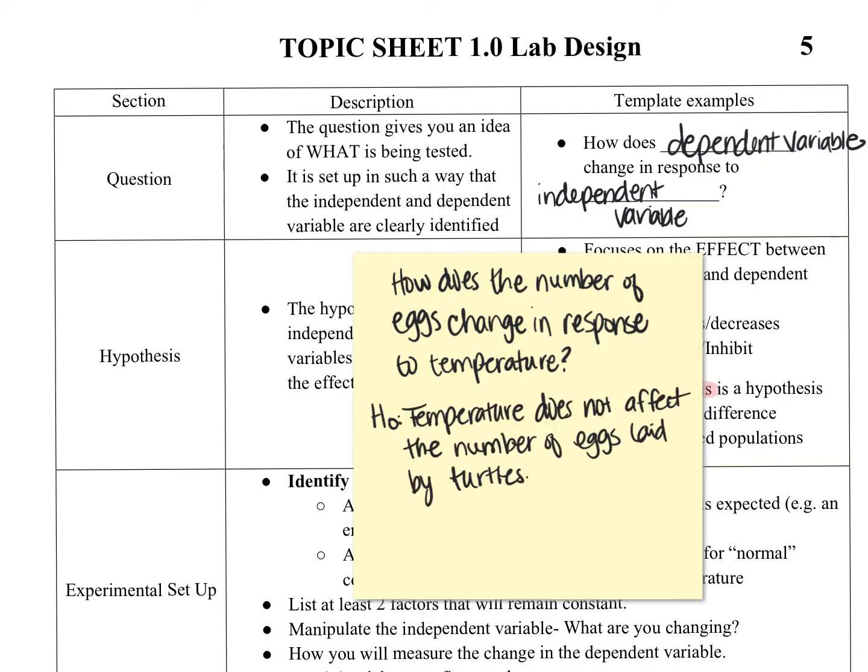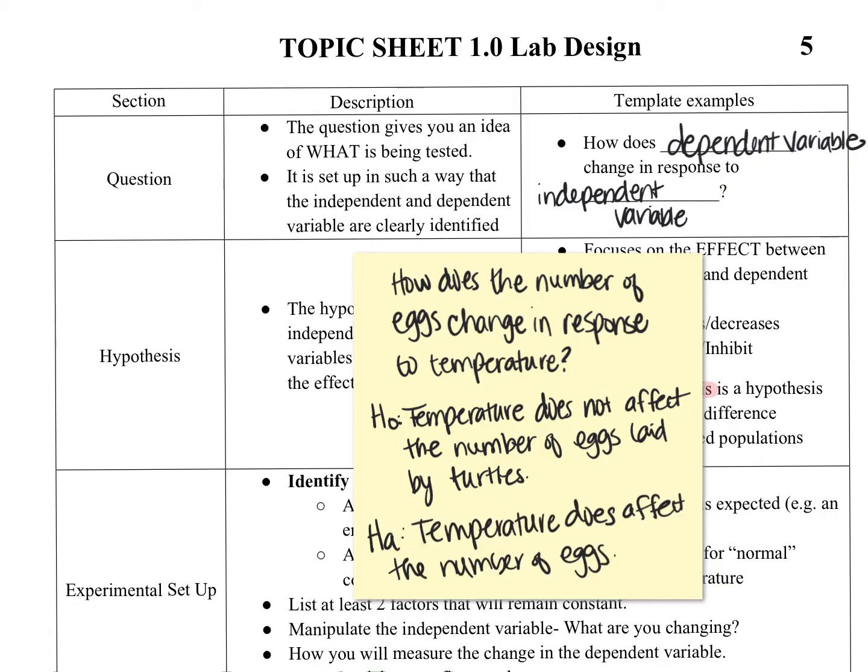And then opposite to this is the alternative hypothesis. And so this would state that the temperature does affect the number of eggs laid by turtles. And so these two are complete opposites. They can't both be true at the same time. One of these is going to get rejected. And so our data from our experiment is going to support either the null or the alternative hypothesis, not both.